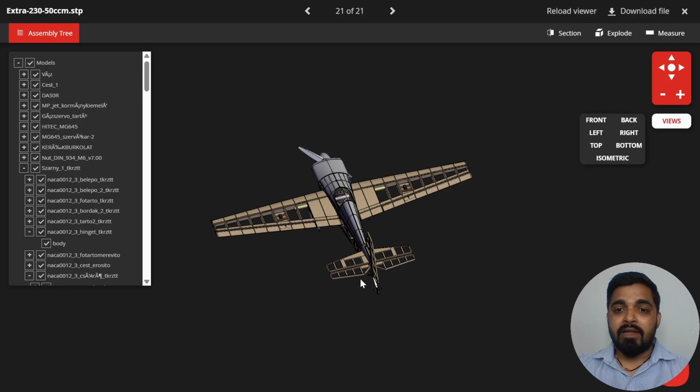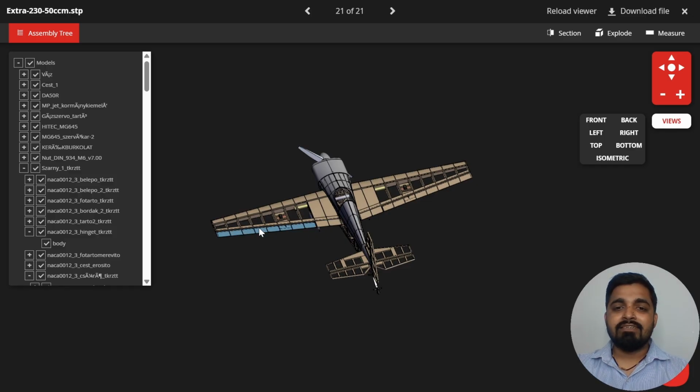It moves up and down. So, when the pilot pulls the stick back, the elevator deflects upward, which pushes the nose of the aircraft upward, and due to this the aircraft climbs. And when the stick is pushed forward, the elevator deflects downward, due to which the nose of the aircraft goes downward and the aircraft descends.